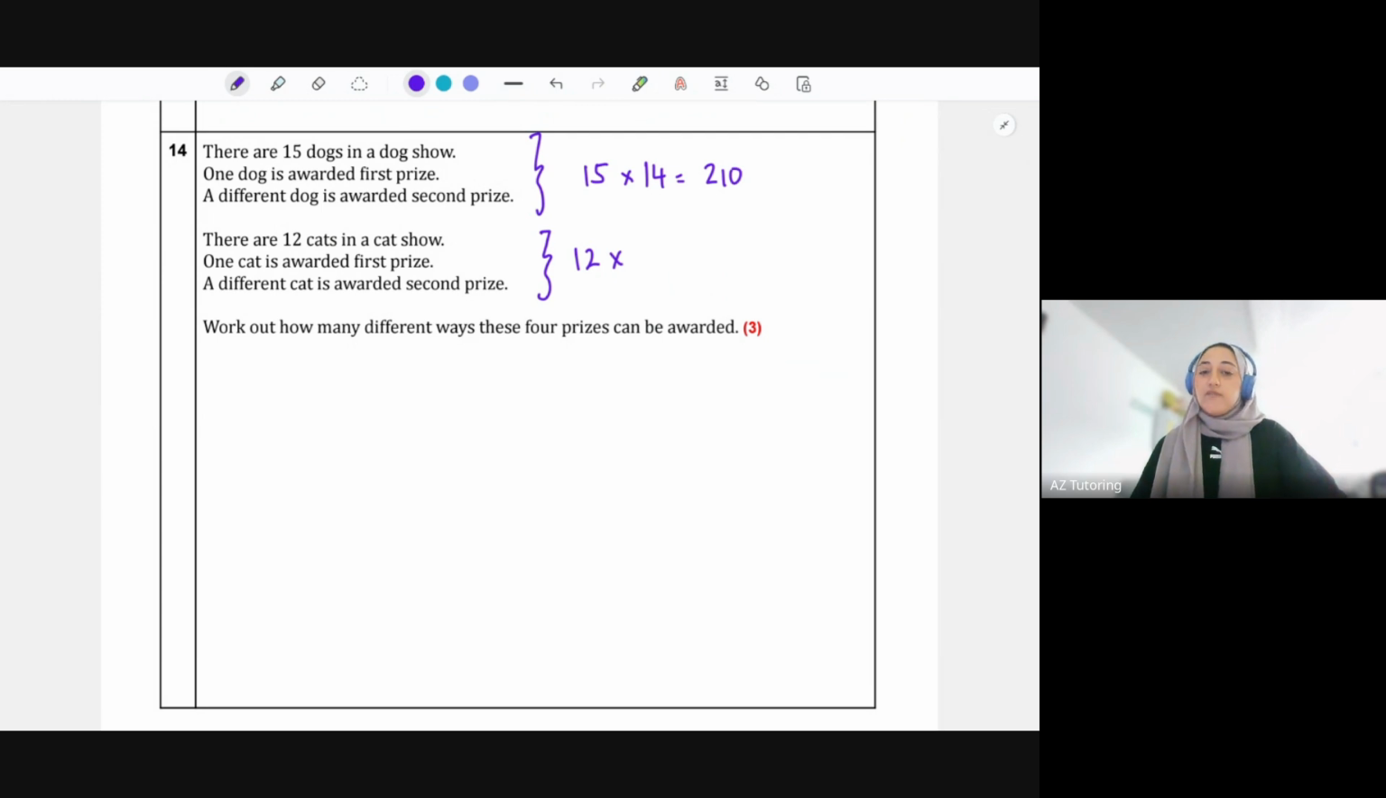Now for the cats, there's 12 cats in total. Because one cat is awarded the first prize, that one cat can be combined with all the other 11. So that gives us 132.